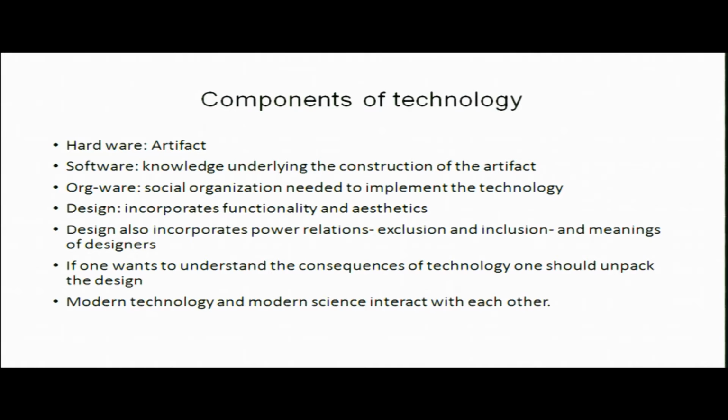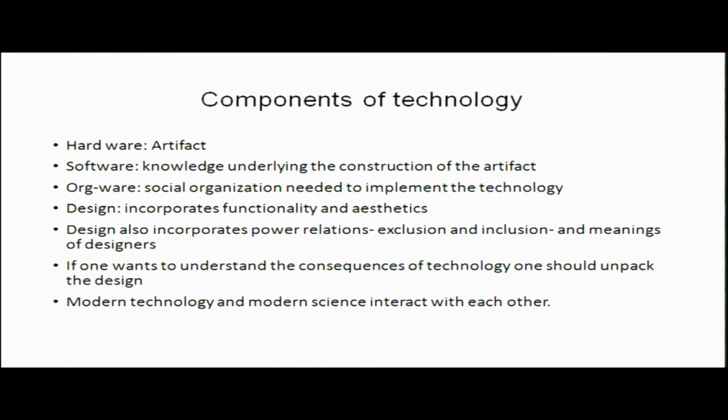Then there is another point: all technologies have three essential features. One is the design. The design means a particular gadget, a particular artifact is produced in such a way that it has to do the function for which it is designed. That is called the functional aspect of design. The second aspect is the aesthetic aspect of technology. It means color, size, shape, which appeals to human beings.